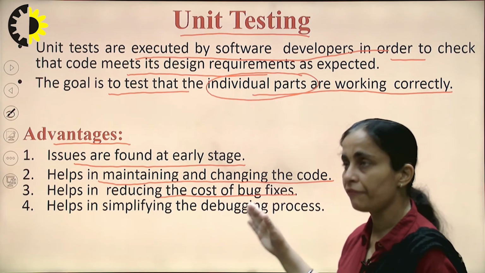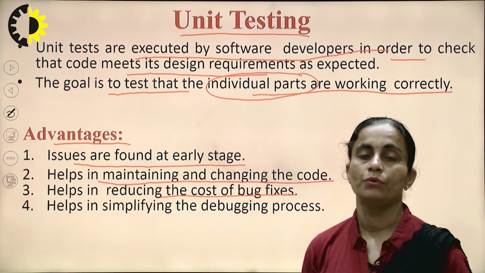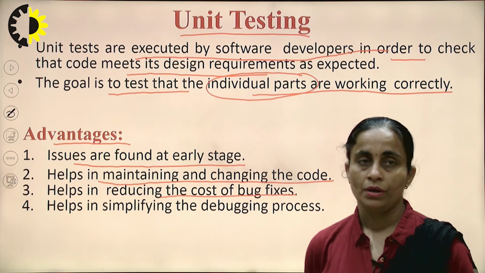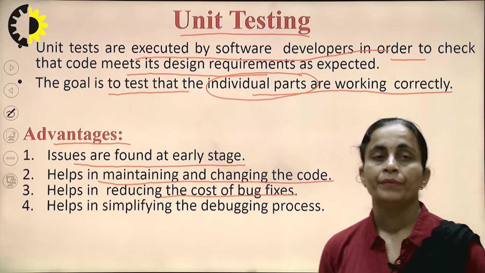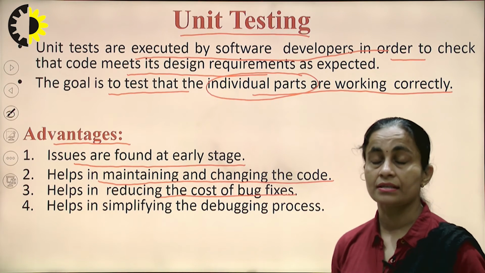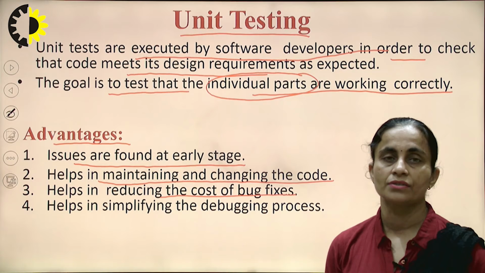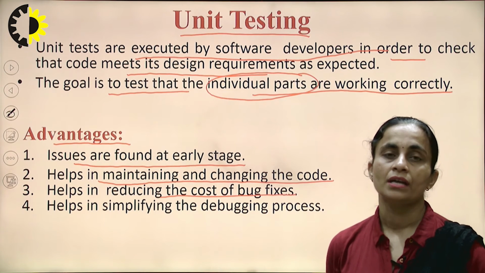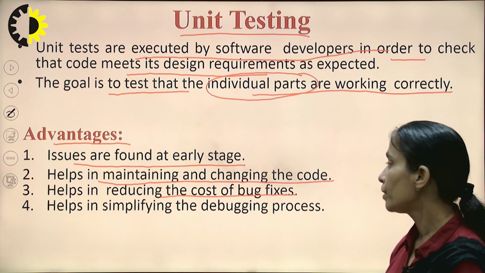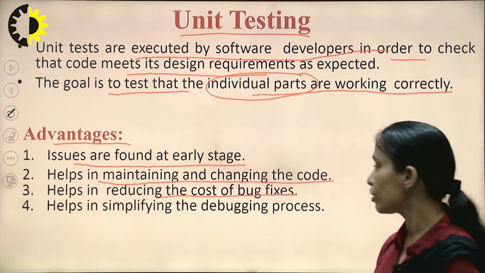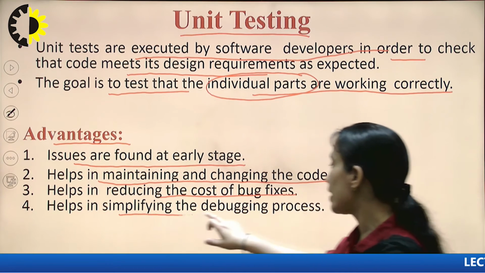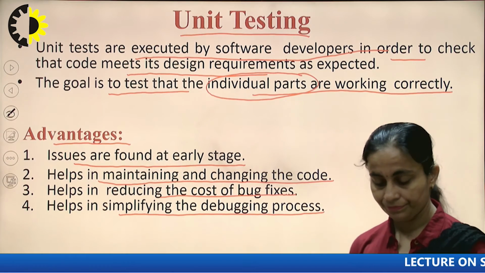If the bug is found at an earlier stage, its cost is low. Otherwise, if it is found at later stages, such as the integration stage, the system stage or the beta version of the product, then the cost becomes high. So, it helps in reducing the cost of bug fixes. It also helps in simplifying the debugging process.